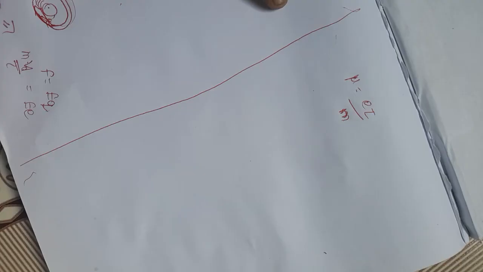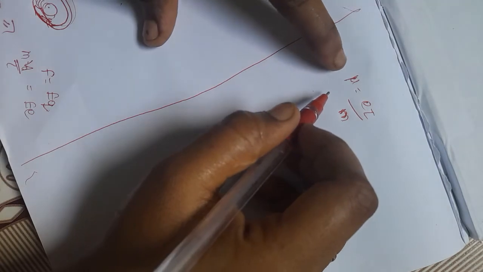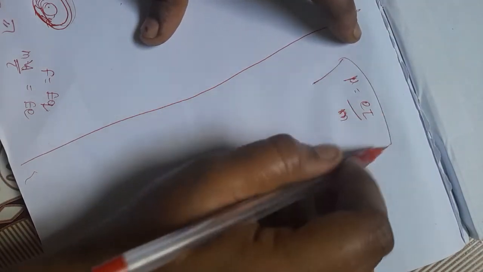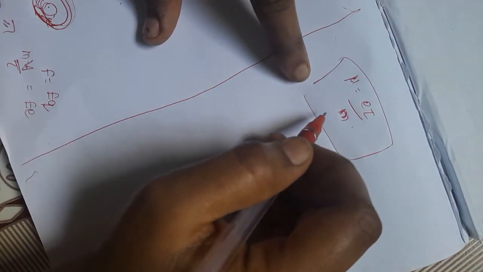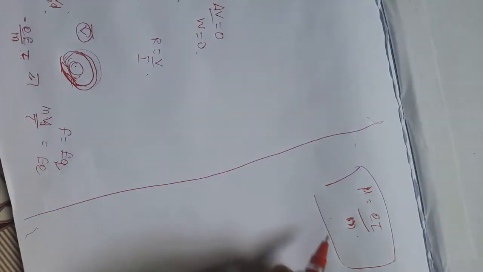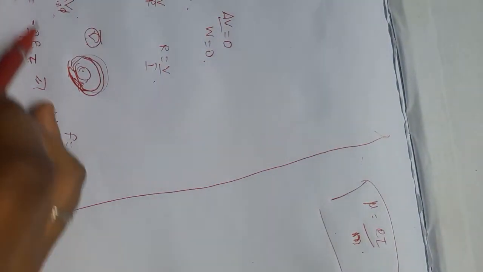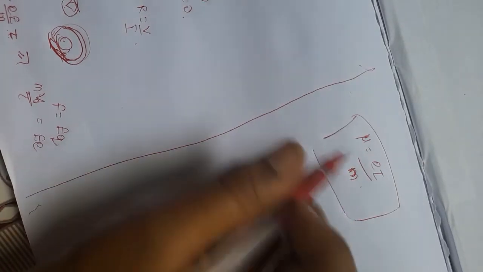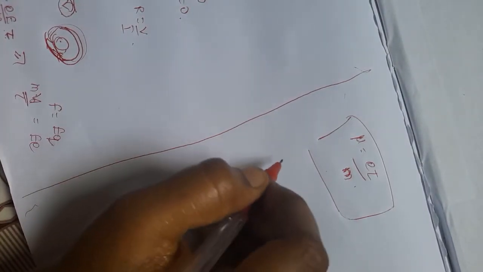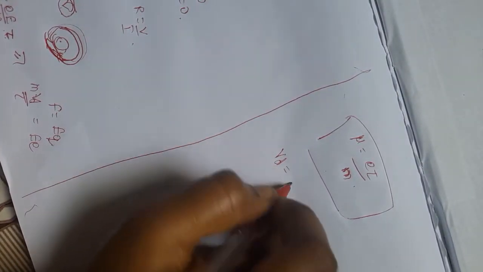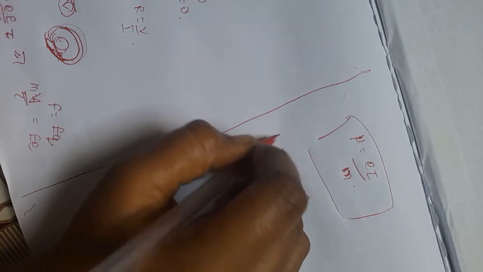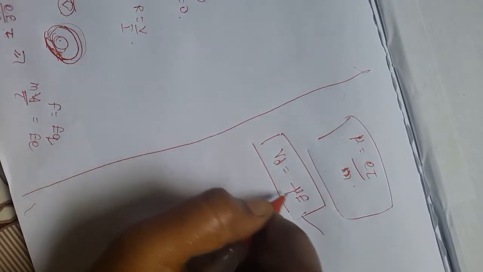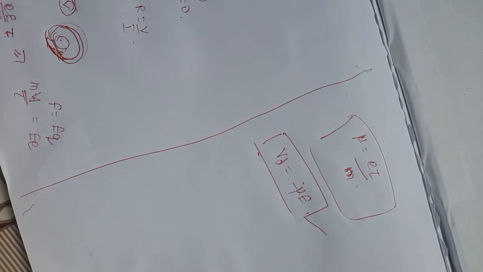Next we will see the formula for mobility. This is the formula for mobility, and by using this mobility formula and the drift velocity formula, we can derive one relation between mobility and drift velocity, that is vd is equal to minus mu into E. This is the relation between mobility and drift velocity.